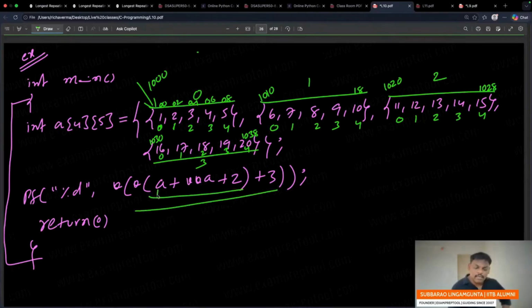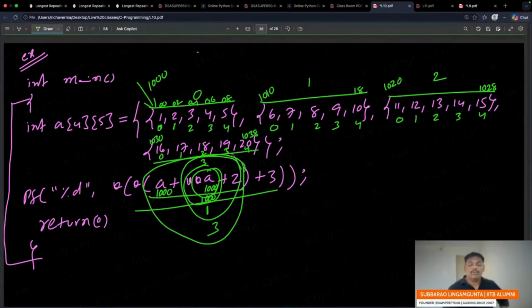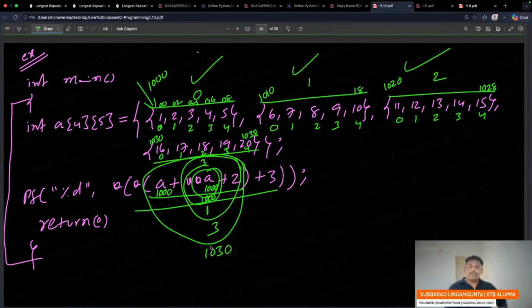Let's go to the inner bracket. A is 1000. Next, here also a is 1000, star a is also 1000, and star again, the value inside 1000, I think it's 1. So for this a, 1000, you are adding 1 plus 2, which is 3, meaning 3 rows skipped. So I will be at 1030.